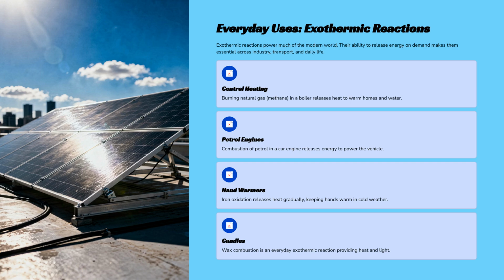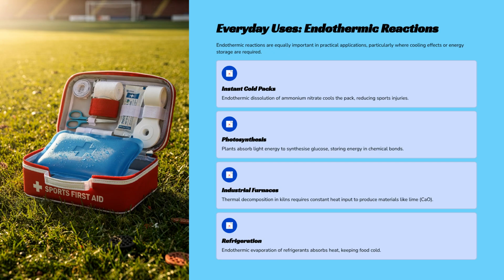Exothermic reactions are vital for heating, transport, and practical applications like hand warmers. Examples include burning gas in boilers, combustion in petrol engines, and the oxidation used in hand warmers. Endothermic reactions are used where cooling or energy storage is needed, such as instant cold packs and refrigeration. Photosynthesis is a key example, storing light energy in chemical bonds. Industrial furnaces also rely on endothermic thermal decomposition.